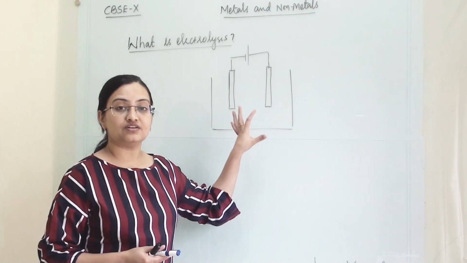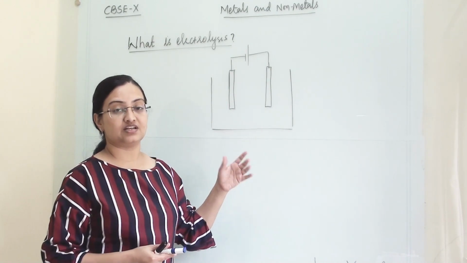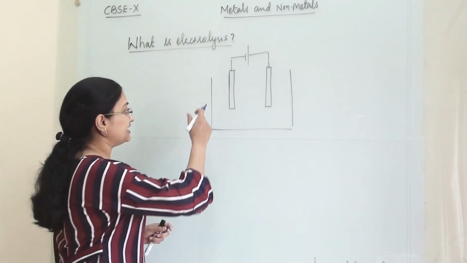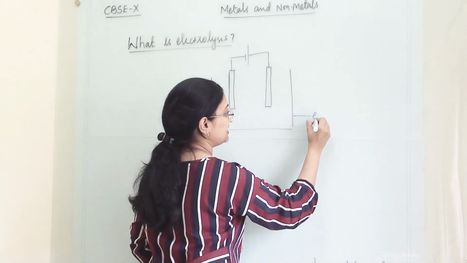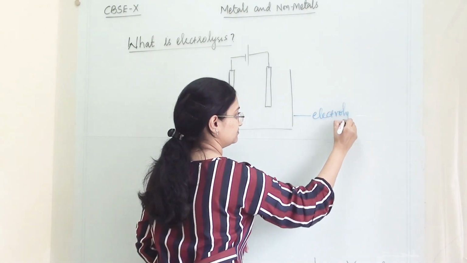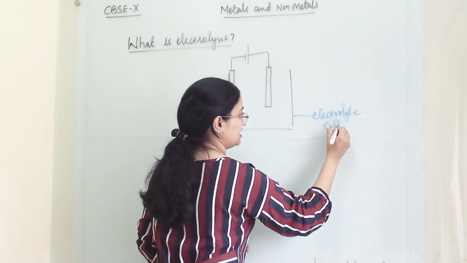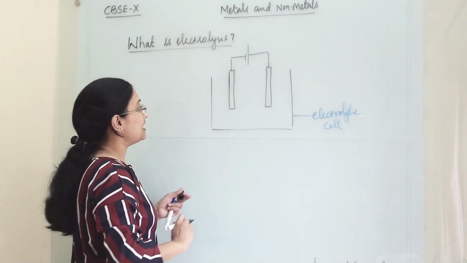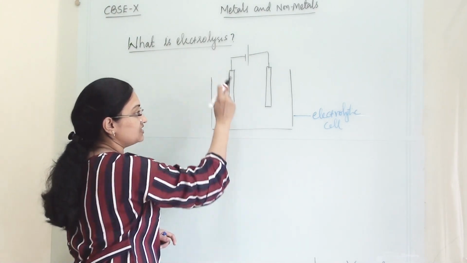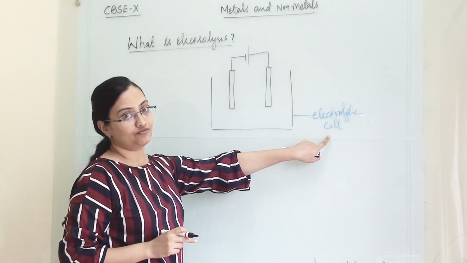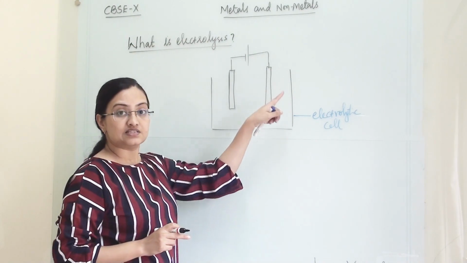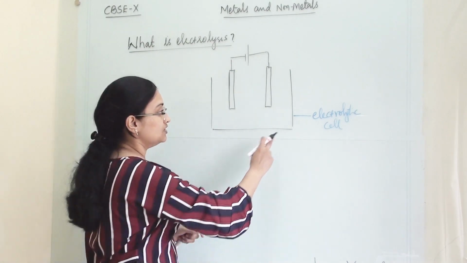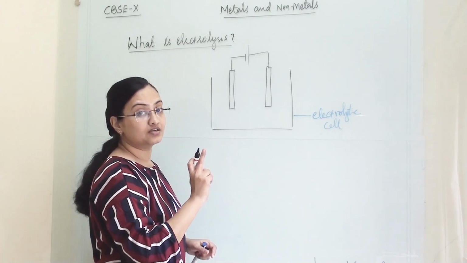So here is a general idea about the electrolysis process, how it happens. In the electrolysis process, one electrolytic cell will be there. Electrolytic cell means one vessel in which we are carrying out the electrolysis process. This cell should be a non-conductor of electricity, because once we start the electricity, that electricity should not come out.